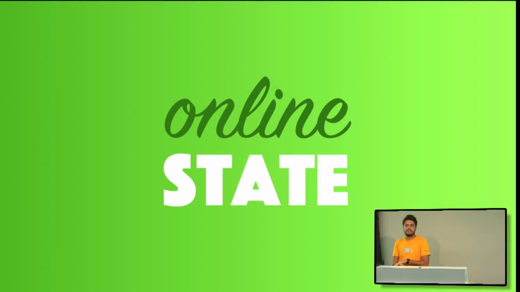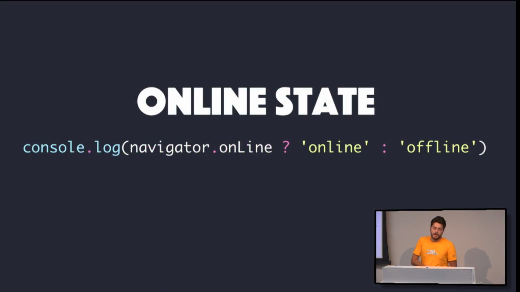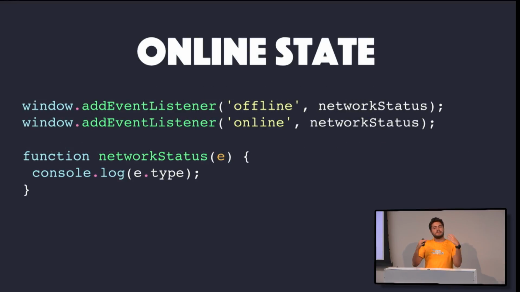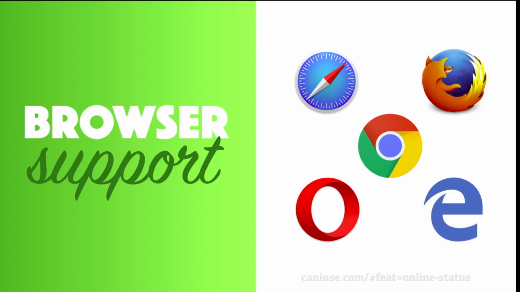The other one is online state. Basically, the idea is that you can identify from a web page if the user has connection or not. Is he online or is he offline? And you can basically check that using navigator.onLine, and you're going to get a true or false. It's a Boolean property. Or you could just listen for those events. So you can just listen for offline events or online events, and that's it. That's pretty easy. The browser support is also very good. Those 2 things you can use nowadays.